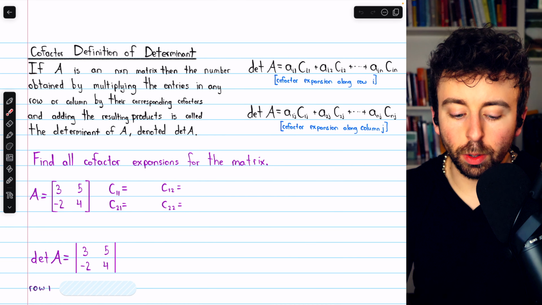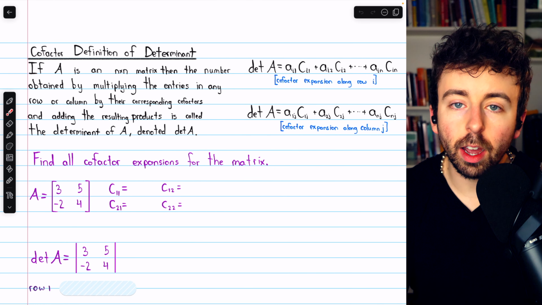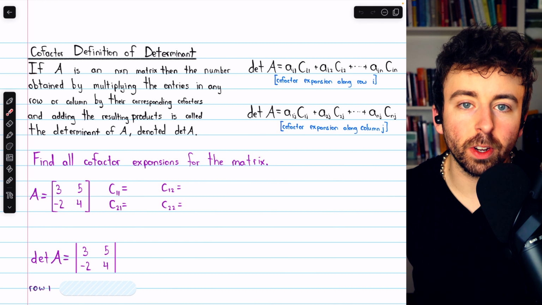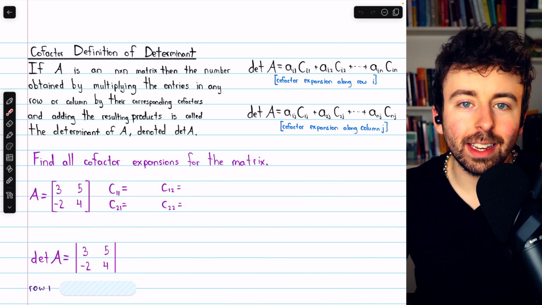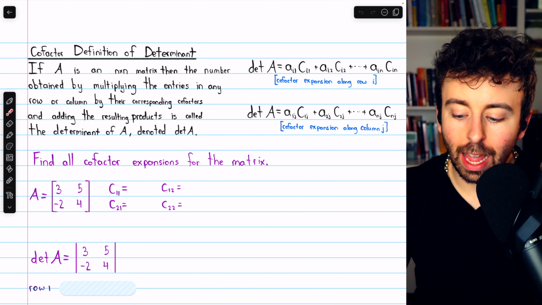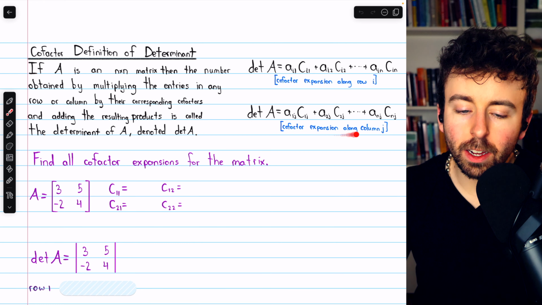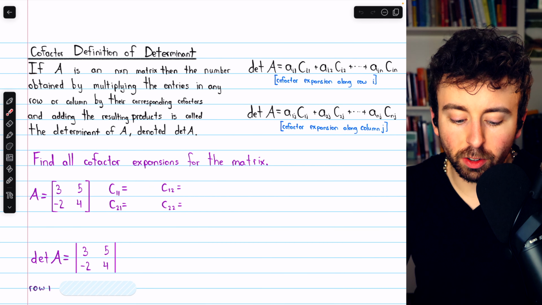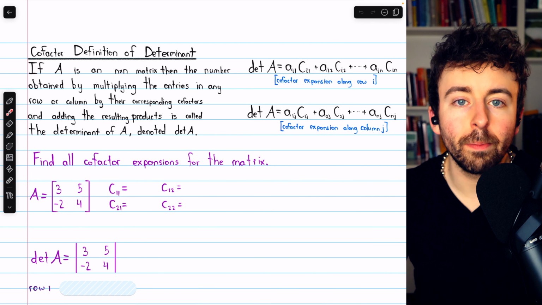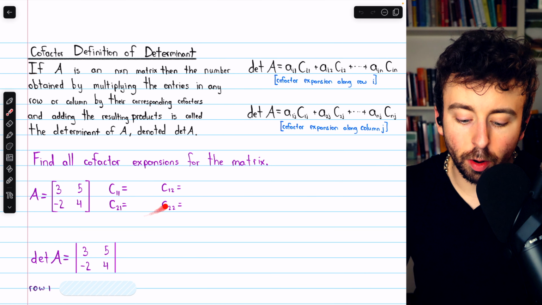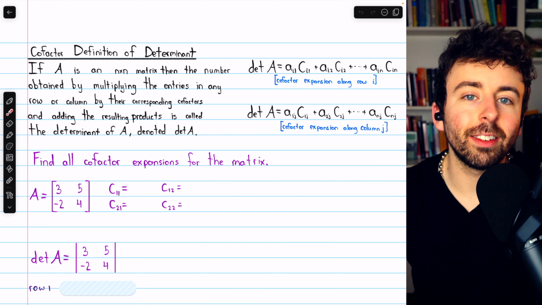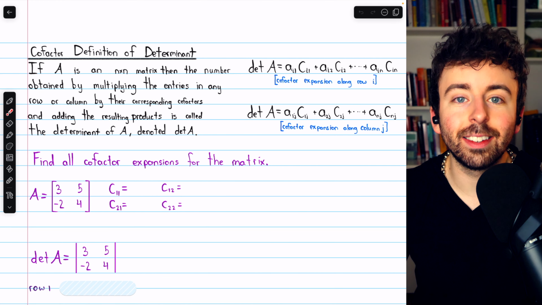We previously introduced the cofactor definition of the determinant for a square matrix of any size. One of the interesting things about that definition is that the cofactor expansion will be the same along any row or along any column. So to get some practice, we're going to find all cofactor expansions for this 2 by 2 matrix. We'll begin by finding the cofactors, and then we'll look at all the expansions, across each row and across each column. And then we'll also do a second example.